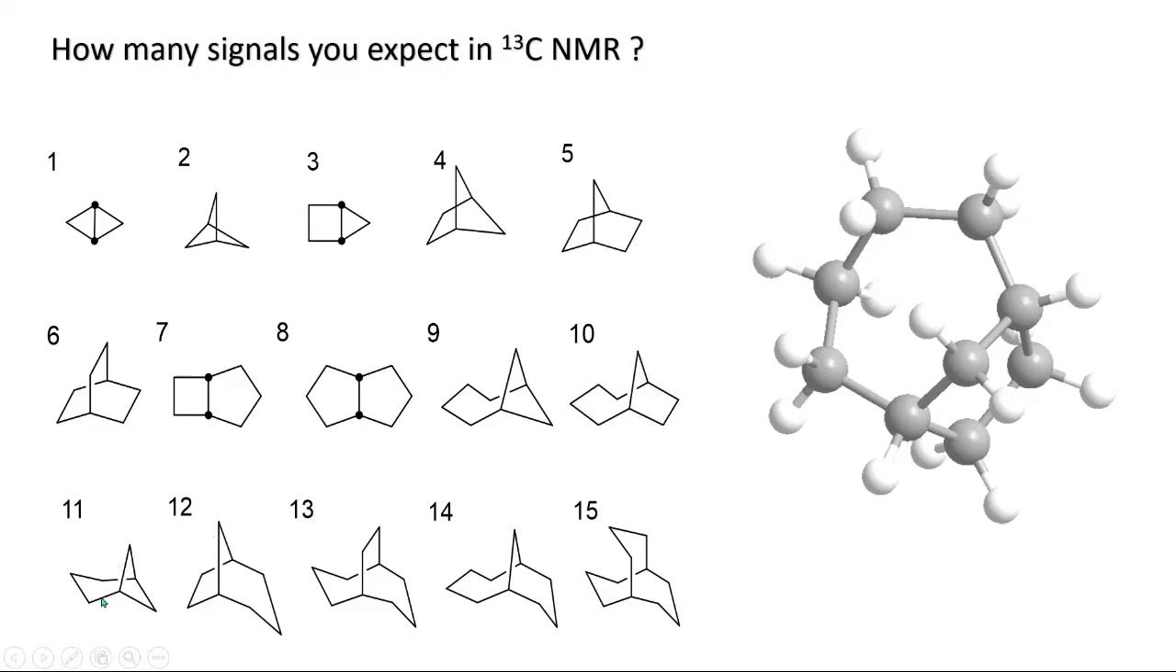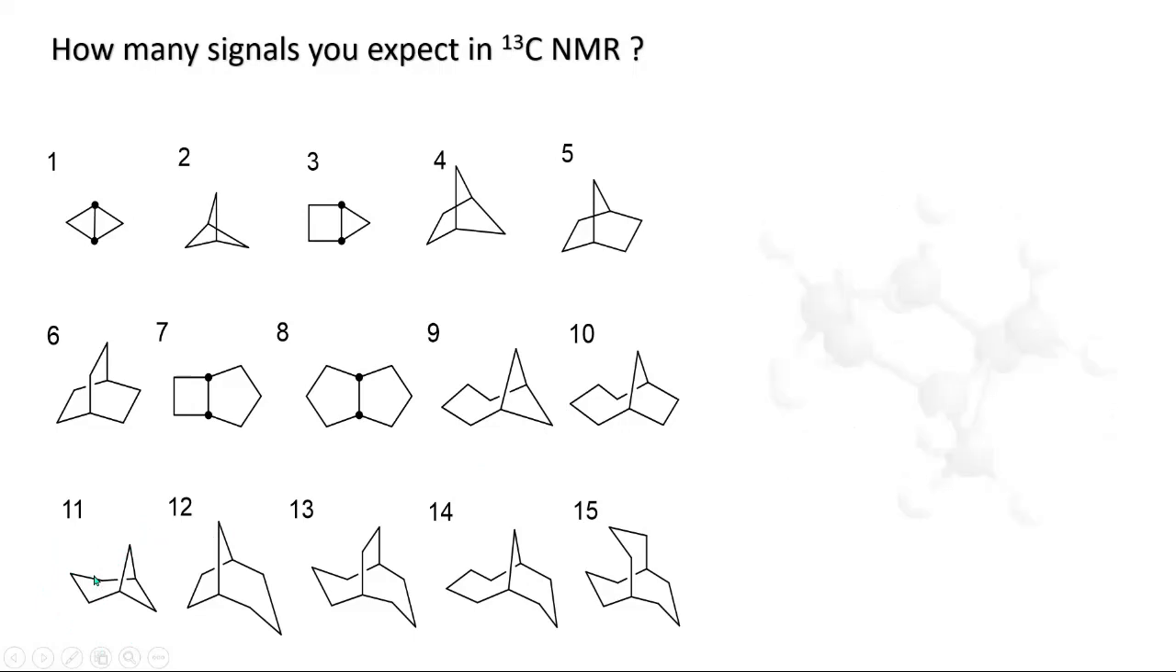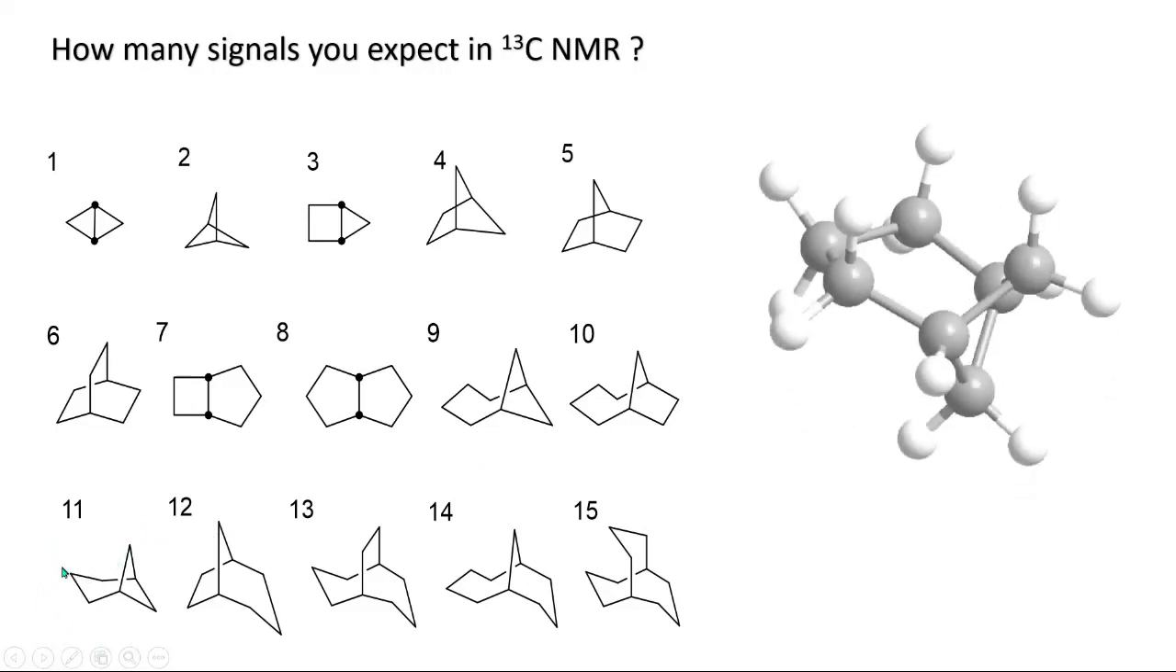Now come to this molecule 11. If you see, there is a plane of symmetry like this. So we will get 1, 2, 3, 4, 5. This molecule has 5 signals.